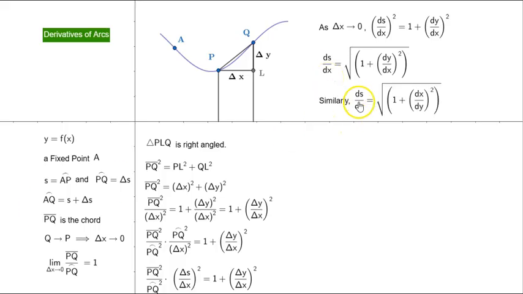Similarly, we can show that ds by dy is equal to square root of 1 plus dx by dy whole square. So this is the derivative of the arc with respect to y. So we have arrived at both derivative of an arc with respect to x and y. So that is derivatives of arcs.